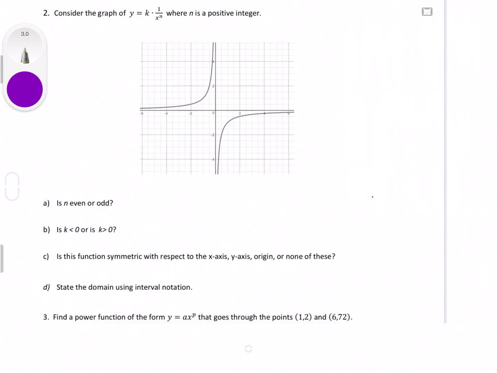So remember when we look at even or oddness of a graph, we want to look at the y endpoints of our graph. So here we can see that this left part of the graph, its y endpoint is going up. On the right side, its y endpoint is going down. So remember, if your y endpoints are going in the same direction, your n is going to be even. If they're going in opposite directions, our n is going to be odd. So here they're going in opposite directions. One is going up, one's going down. So n is odd.